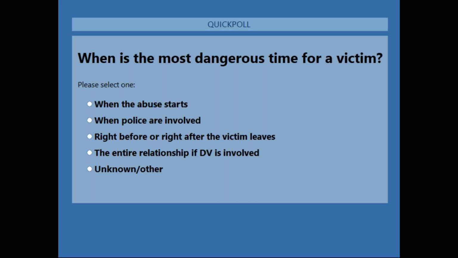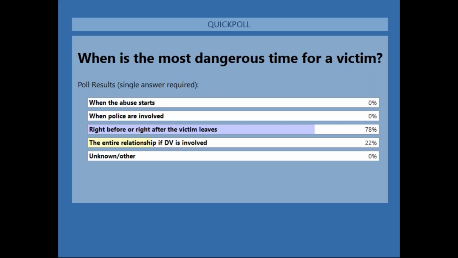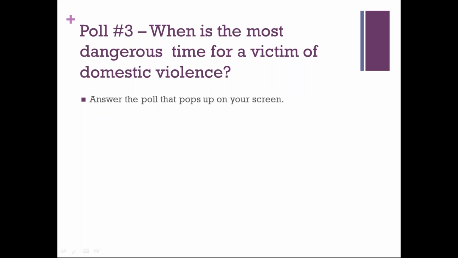All right, so let's get this shared with y'all. Oh wow, yeah. So it looks like 78% of folks said right before or right after the victim leaves, and then 22% said the entire relationship if domestic violence is involved. So the answer, and we're going to go into more detail about this a little later, is right before or right after that victim leaves.